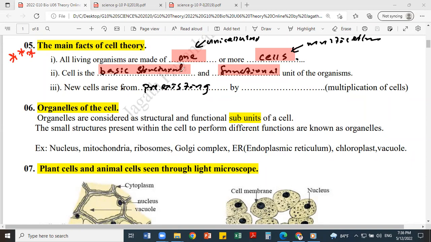Now the other one, cell is the basic structural and functional unit. This is also very important. The structure of your body depends on the structure of the cells. Functioning of your body also depends on the functioning of the cells. I'll give one of the best examples. If you take any organ in your body, say lungs, functioning of your lungs depends on the cells of your lungs. Functioning of your brain depends on the functioning of your brain cells, the neurons or nerve cells. Functioning of your heart depends on the heart tissues, the cardiac cells or heart cells.